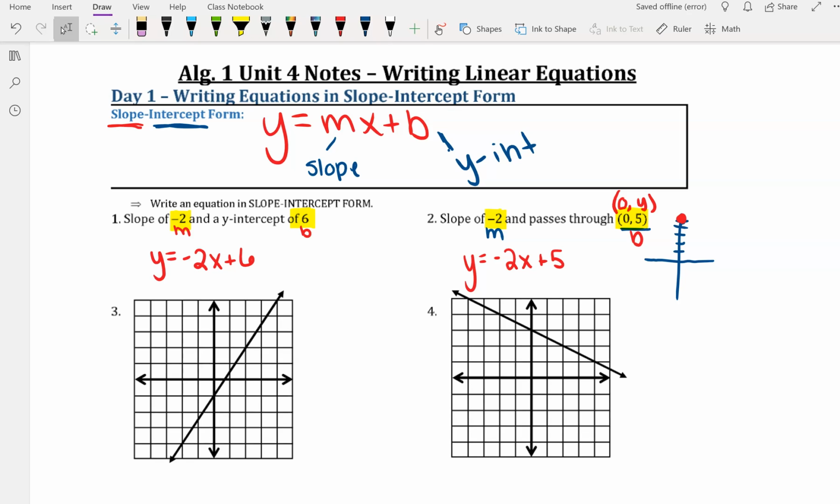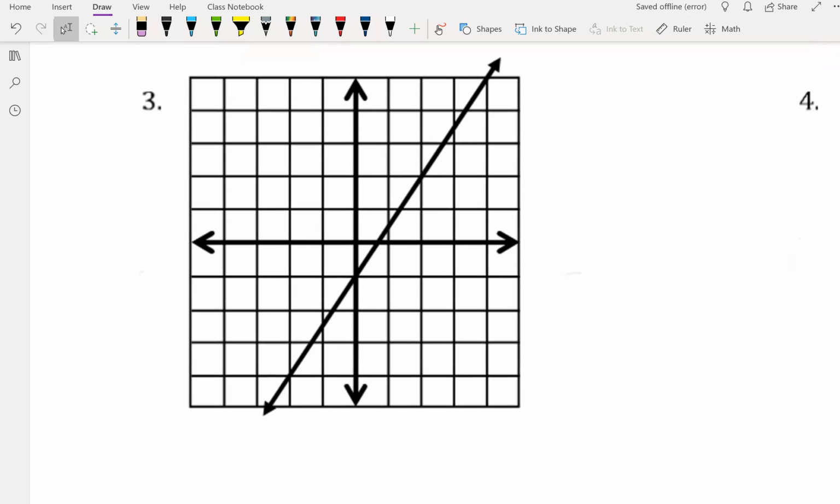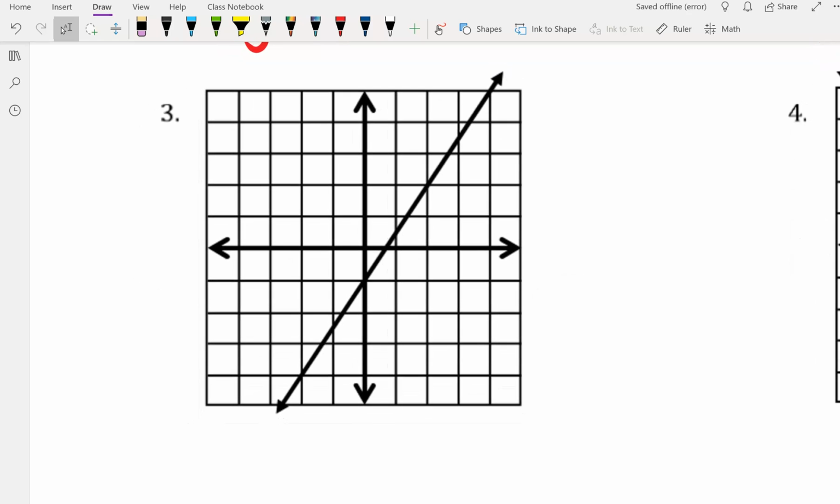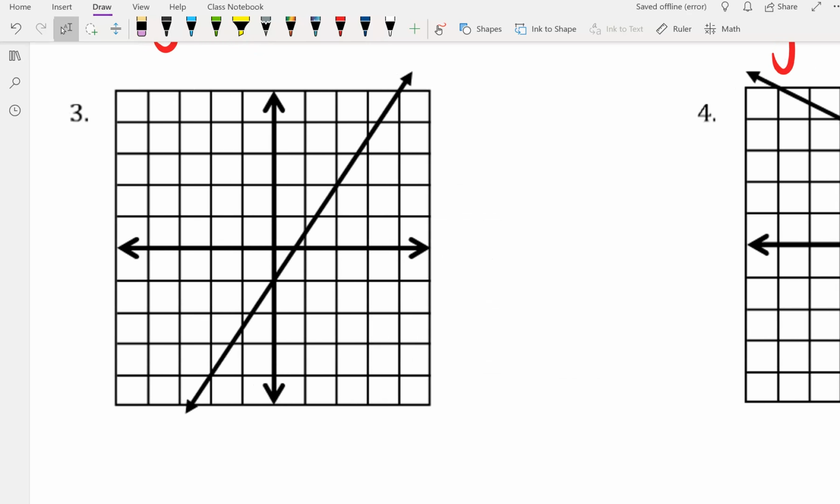All right, pause the video if you need to catch up on those things. Then we'll move on to number 3. So number 3 is just represented differently. Now we have to look at the picture and find the m and the b. So let's find the m first. Remember, m stands for slope.